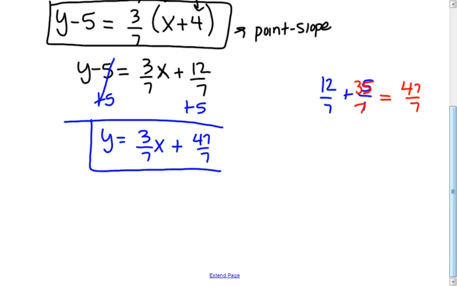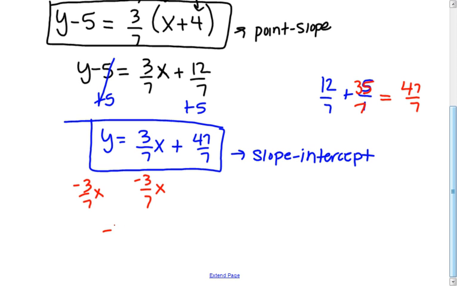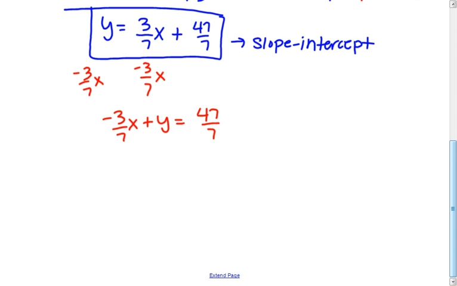Okay, this then is in slope-intercept, or y equals mx plus b form. All right, and we want to go one more step and get it into standard form. So I want to subtract the 3/7 x, and then I will have -3/7 x plus y equals 47/7. Okay, here I need to get rid of the 7 that's in the denominators, so I need to multiply everything through by 7. And I also have a first term that's negative, so I need to multiply everything through by -1.